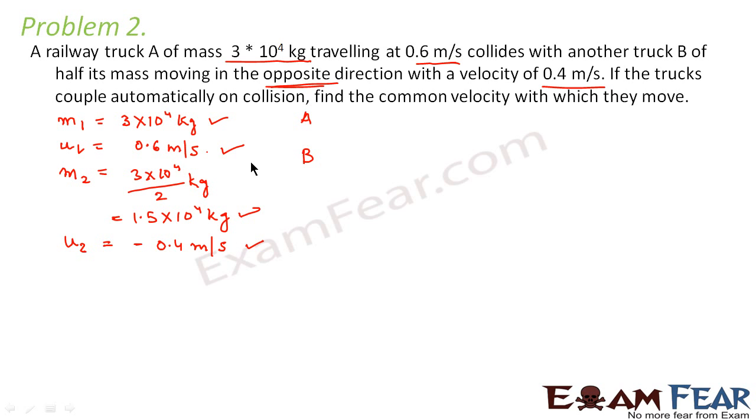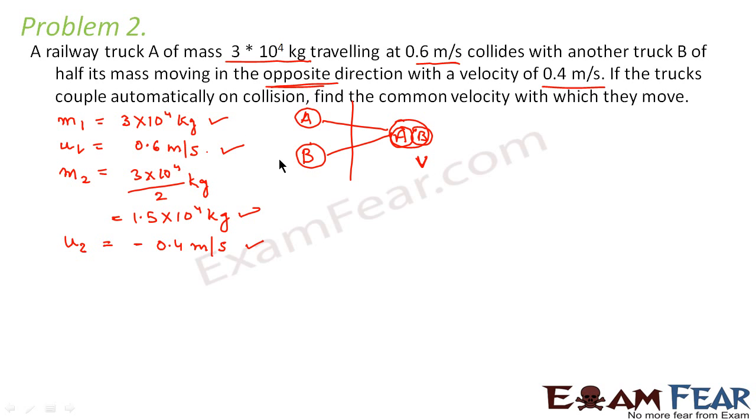Right. Now, with these values, the question asks: if they couple automatically on collision, find the common velocity with which they move. That means what happens exactly is, suppose this is truck A, this is truck B. Now truck A and truck B collide and they couple together. That means A and B become one system and they start moving together. So before collision they were separate. After collision they started moving together. So we have to find with what velocity they will start moving together.